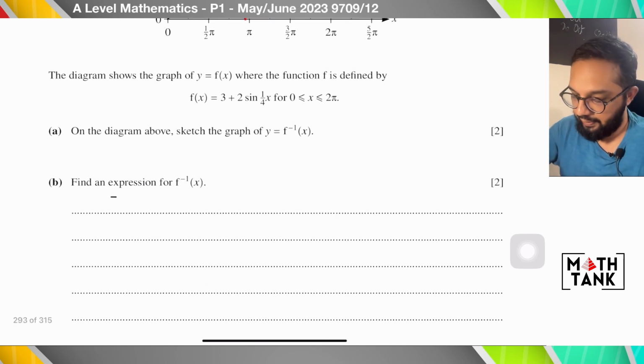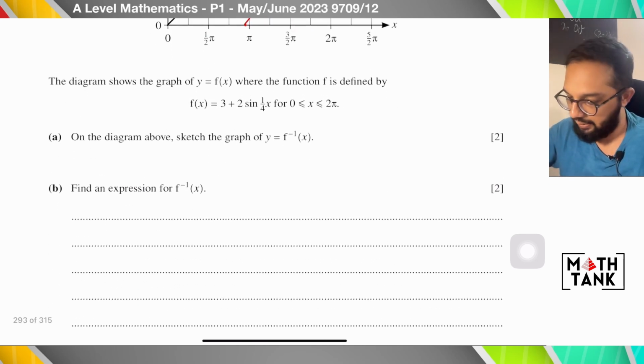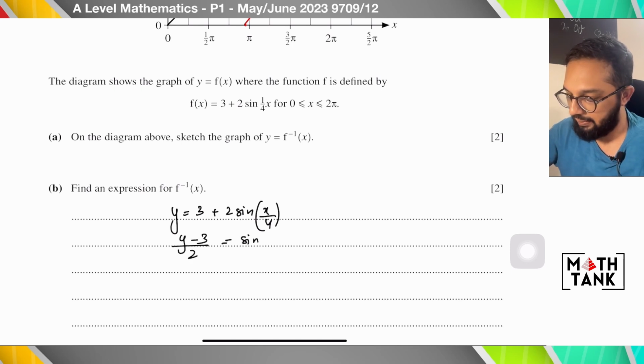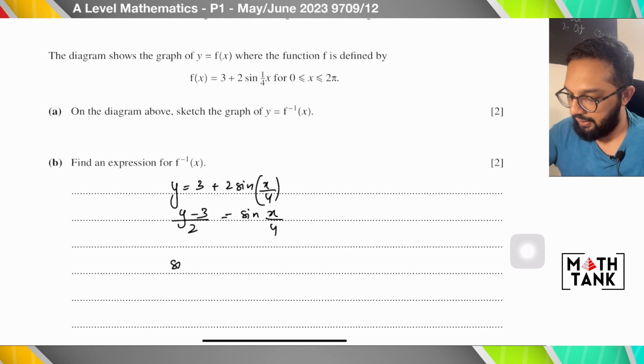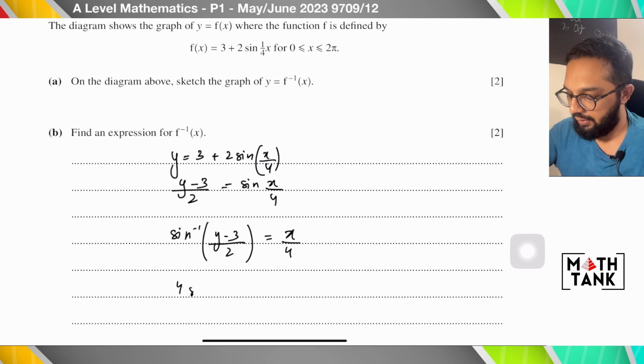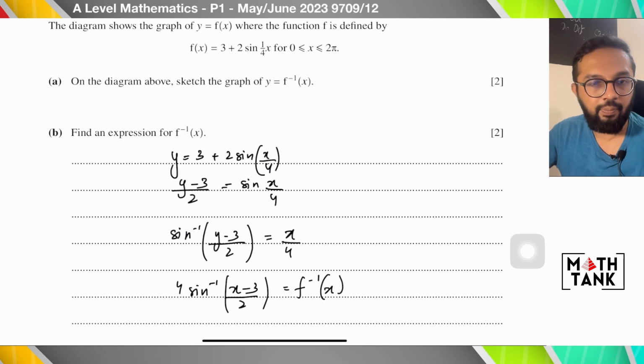Okay. Find an expression for f inverse. I think that's relatively simple. I can replace f of x with y: y minus 3 divided by 2 equals sine of x over 4. Sine inverse of (y minus 3) over 2 equals x over 4. So 4 sine inverse of (x minus 3) over 2 equals f inverse of x. I think that's simple then.